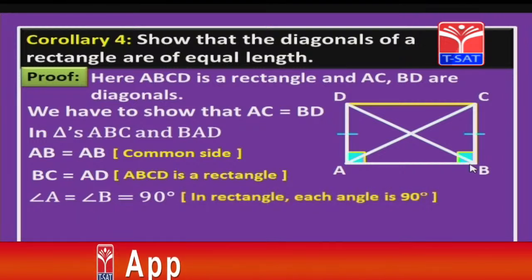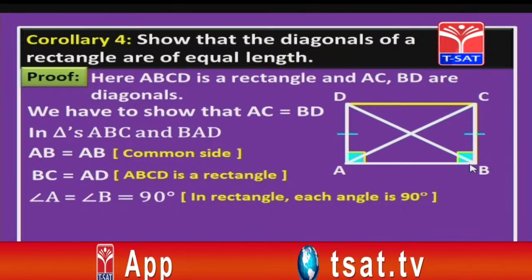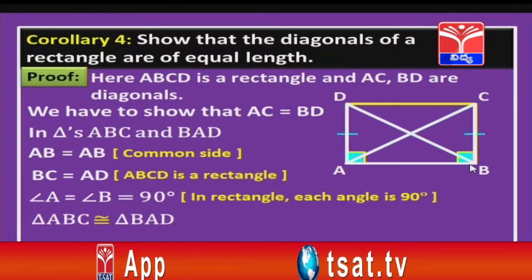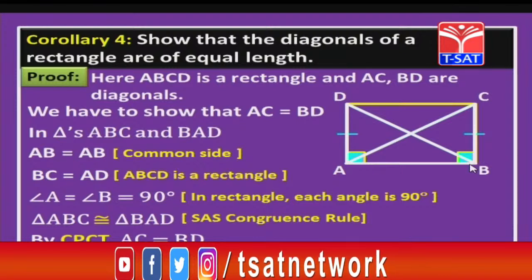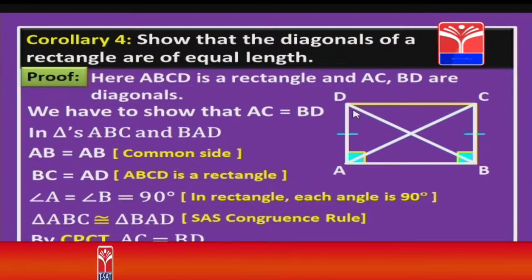In a rectangle, each and every angle is 90 degrees. So, by SAS congruency, I can write triangle ABC and triangle BAD are congruent. So, by CPCT, now what is meant by CPCT, children? Yes, corresponding parts of congruent triangles.